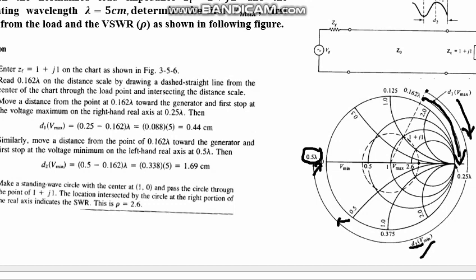Here is 0.5 and here is also 0.162. So get the difference between these two, that is 0.5 minus 0.162 into lambda. Lambda is 5 centimeter. Again you can get 1.69 centimeter. That is the distance. That is the minimum distance, d2. What is minimum distance? From one minimum to another minimum is known as minimum distance. From minimum to maximum is known as maximum distance of voltage, in the context of Smith chart.